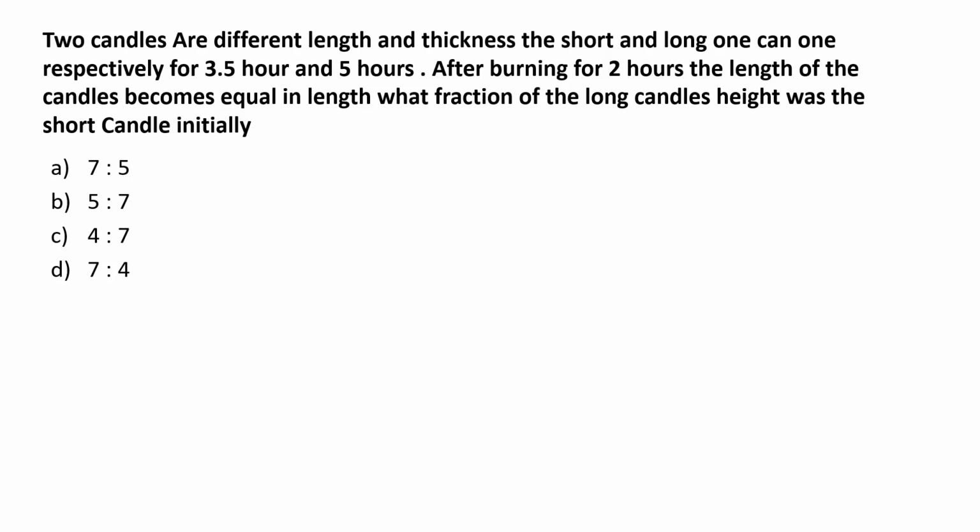Here also the two candles are of different kinds, so we cannot assume a common multiple as the length of those two candles. We need to take them as different values. Let us assume the length of the first candle as x, and the length of the second candle as y. The burning rates of the first and second would be x by 3.5; write 3.5 as 7 by 2, and the value would be 2x by 7. The burning rate of the first candle would be 2x by 7, and the burning rate of the second candle would be y by 5.